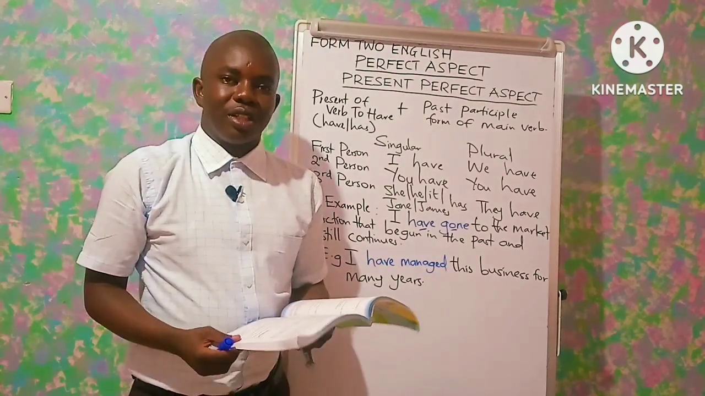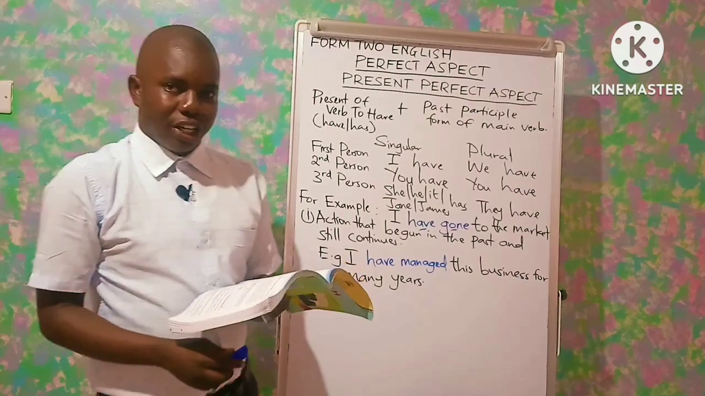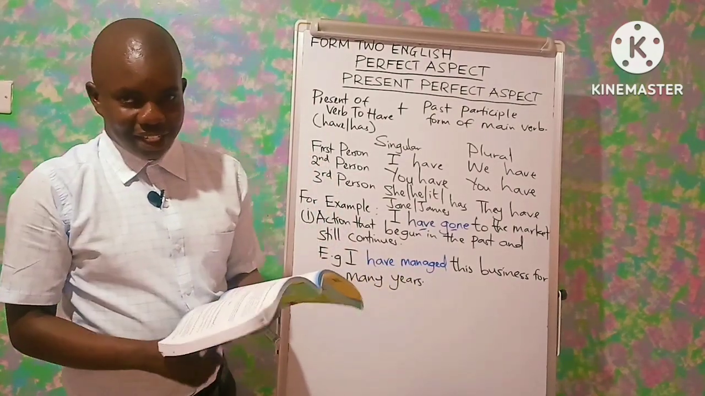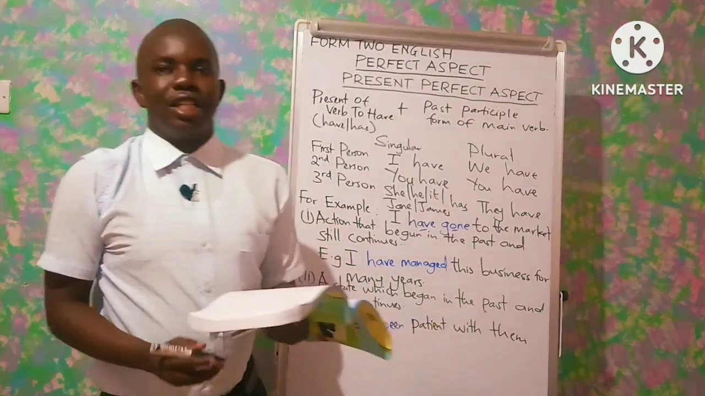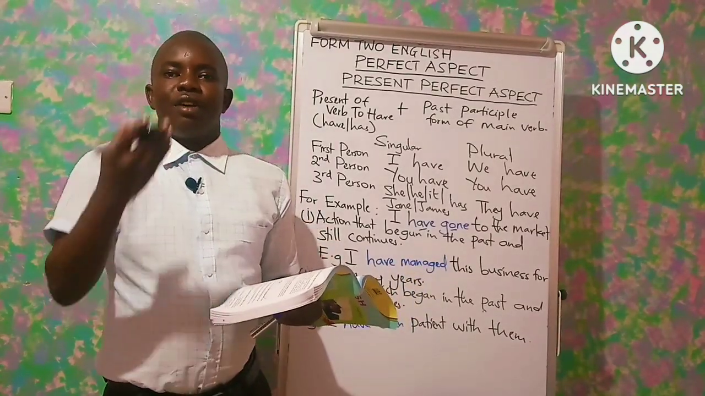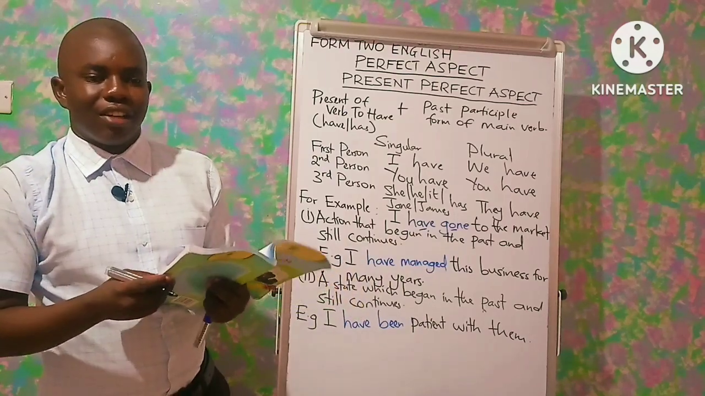Number two, present perfect aspect can also be used when talking about a state which began in the past and still continues. I have been patient with them. So the condition of my patience began in the past and it is still continuing.